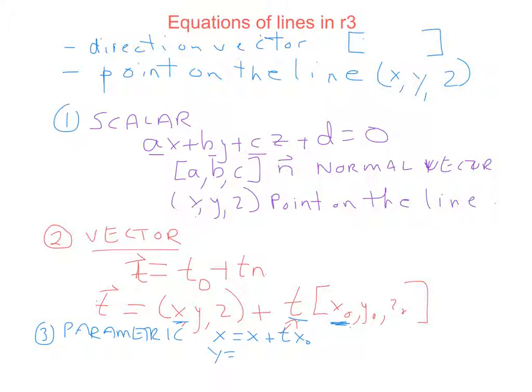The y is going to be the same idea, whatever the constant y is from this point, plus, sorry, I said y, t times y. And for z, we're going to have the z coordinate plus t times z. When you know t, it makes it a lot easier to write your parametric equation.